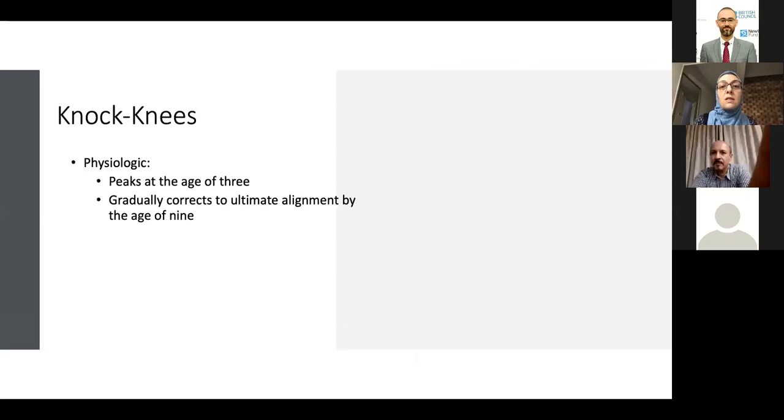Physiologic knock knees begin to show at the age of 3 years, or peak at the age of 3 years, and it can stay until the age of 6, 7, or 9. So we shouldn't really rush in correcting valgus knees in children around the age of 3, 4. We should wait until they're a little older and they're not improving with vitamin D and calcium.